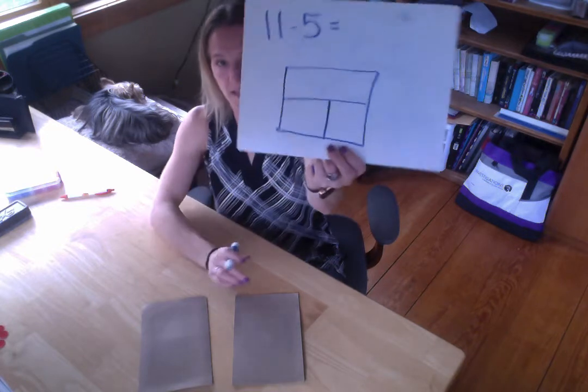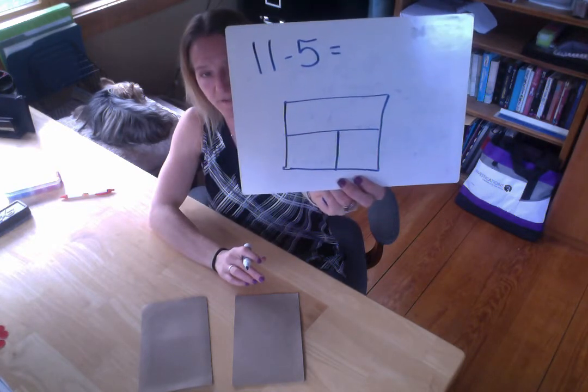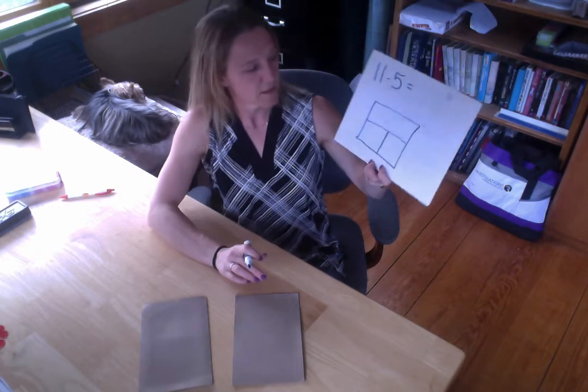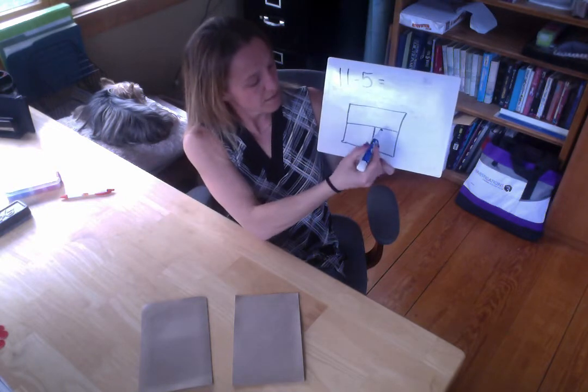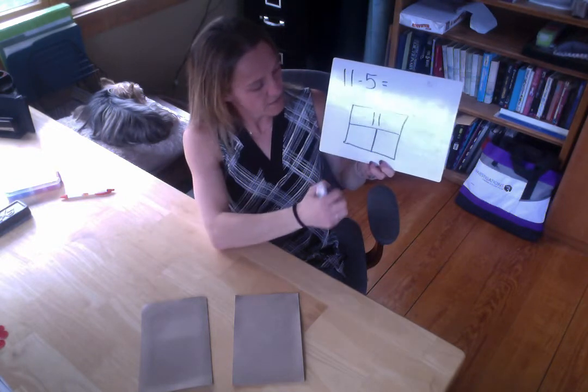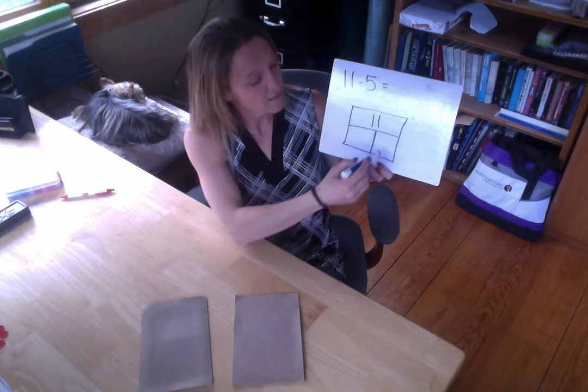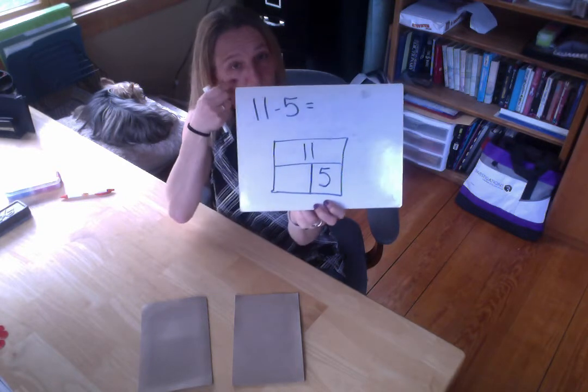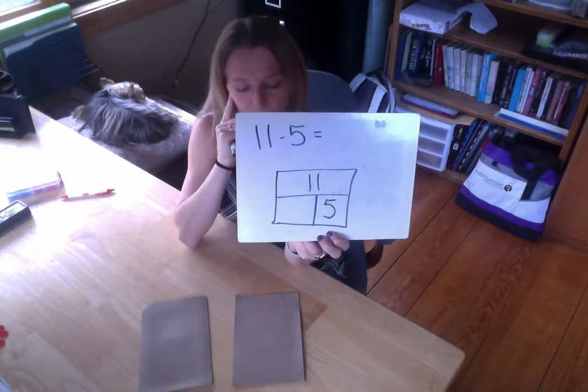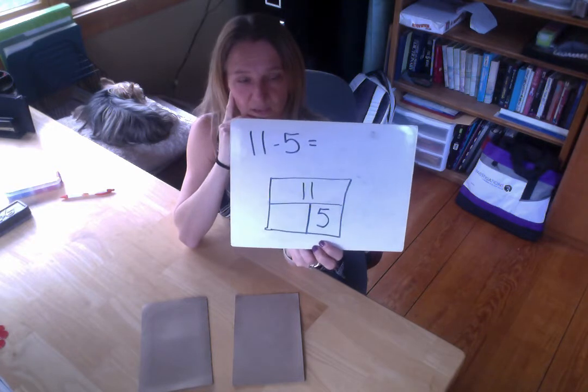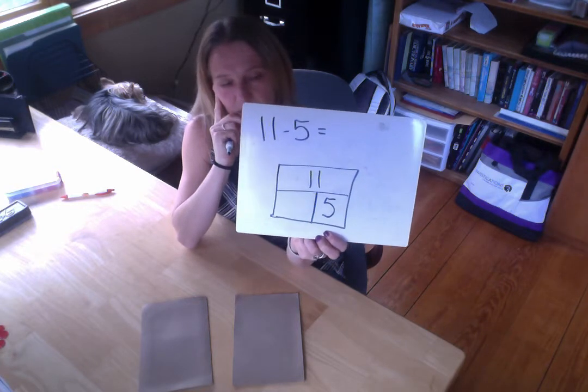What is that going to look like when I write it as a number sentence? Did you say it looks like that? 11 minus 5. Okay, so what goes up here? Yep, you're right, the 11. What has to go in one of these? Yep, the 5.